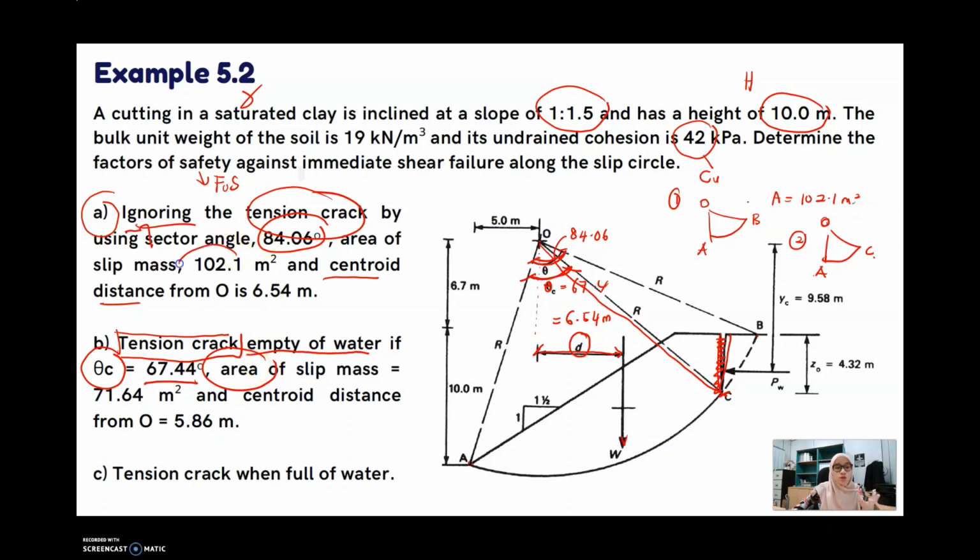Our theta C is reduced, which means the area will also decrease. Before this it was 102; now it becomes 71.64 meter square. The same effect applies to the centroid distance: it will become 5.86, so it will decrease. So this is the second condition.